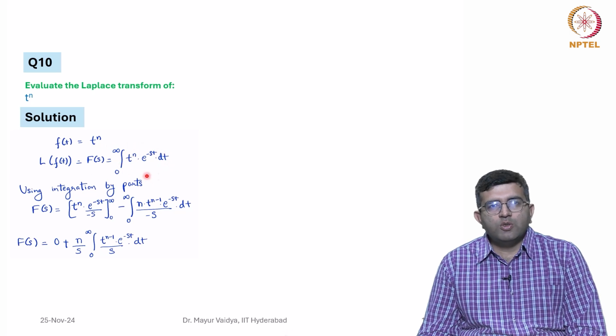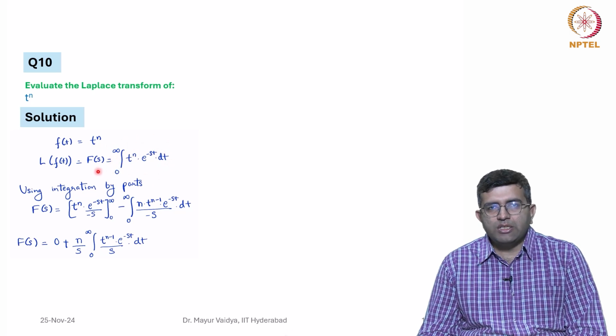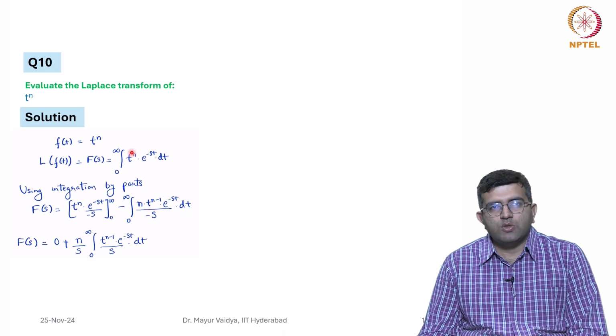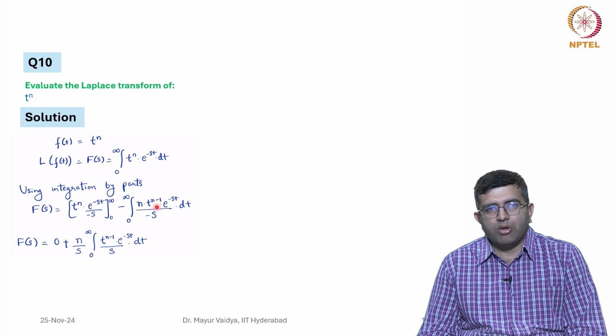Now, to solve this integral, let us use integration by parts. So, t power n is our first function multiplied by the integral of e power minus st, which is e power minus st by minus s, with the limits 0 to infinity, minus the integral from 0 to infinity of n t to the power n minus 1. This is the differential of t power n. Remember the differentiation formula: the differentiation of t power n is n into t power n minus 1, multiplied by the integration of this, which is e power minus st by minus s.